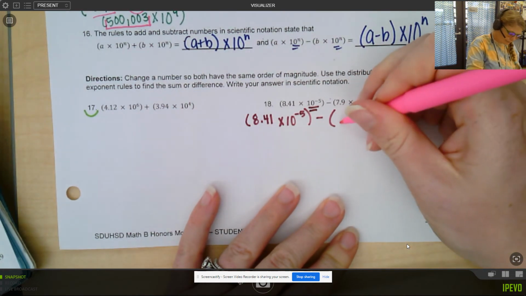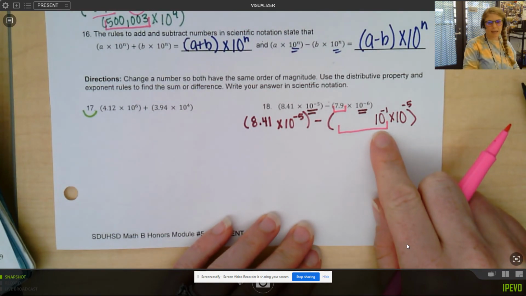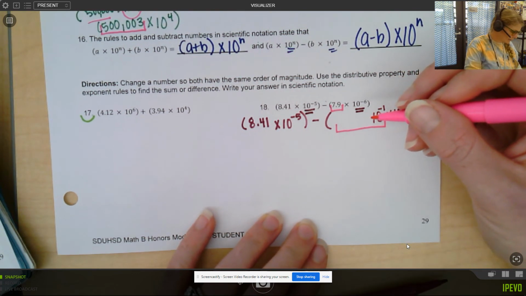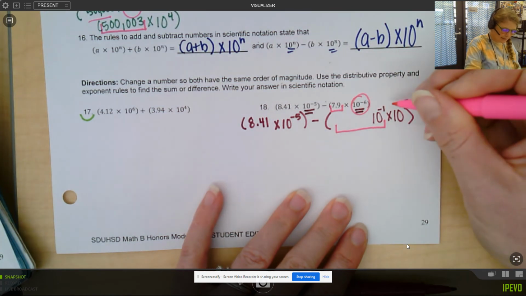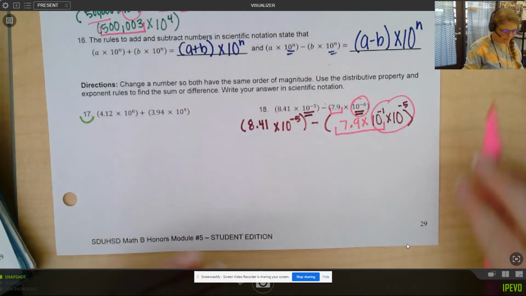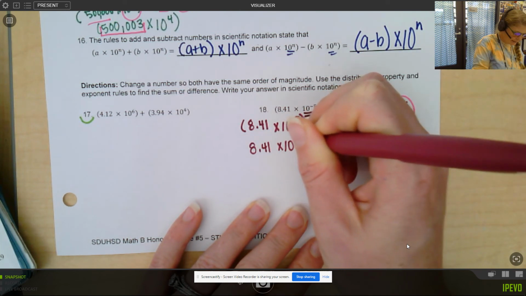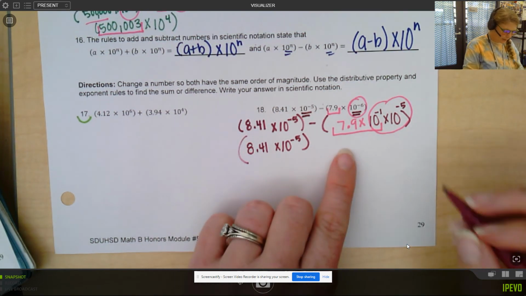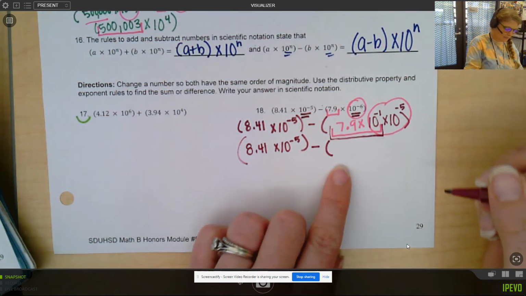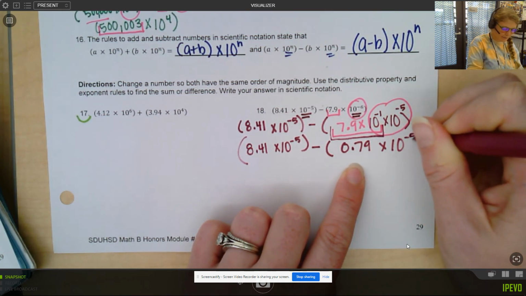So remember, this value here is equal to 7.9. Well, what times 10 to the negative 1st is 7.9? 10 to the negative 6 is what we broke up, so we just bring down the 7.9. So from here, we have 8.41 times 10 to the negative 5th. And now we need to rethink what 7.9 times 10 to the negative 1st is, and that's going to be 0.79. So I have times 10 to the negative 5th.